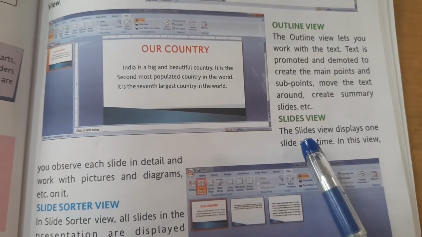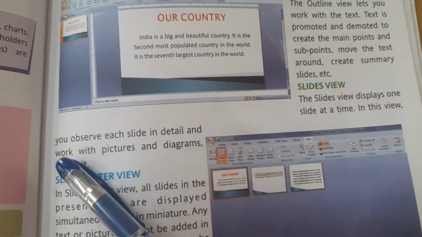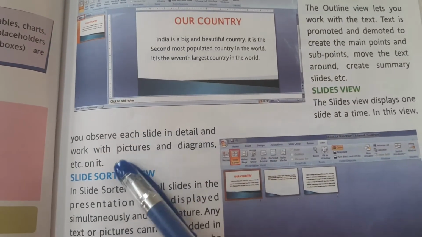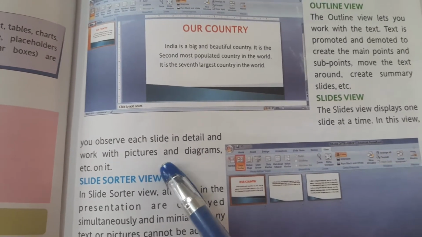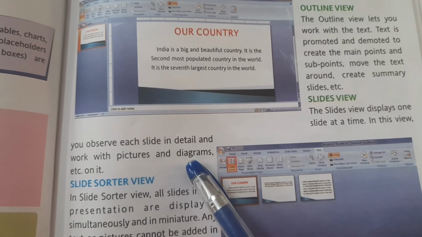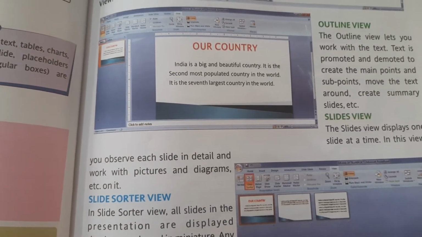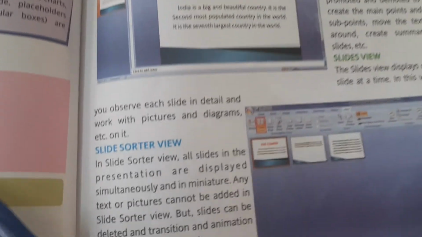Then next is the slides view. The slides view displays one slide at a time. In this view, you observe each slide in detail and work with pictures and diagrams etc. on it. So we can observe each slide in detail and we can work around with the pictures and diagrams that we have chosen for those slides.